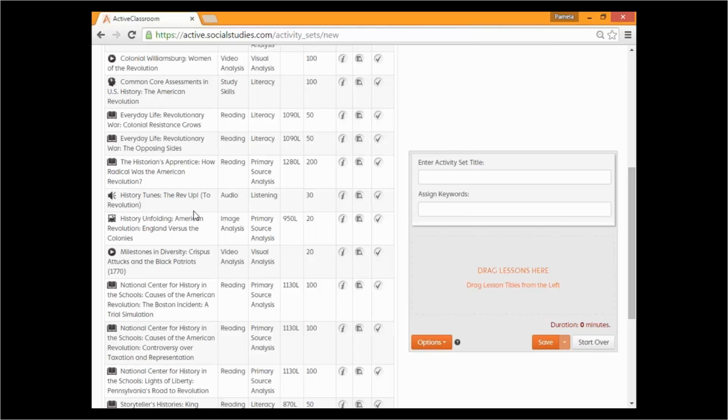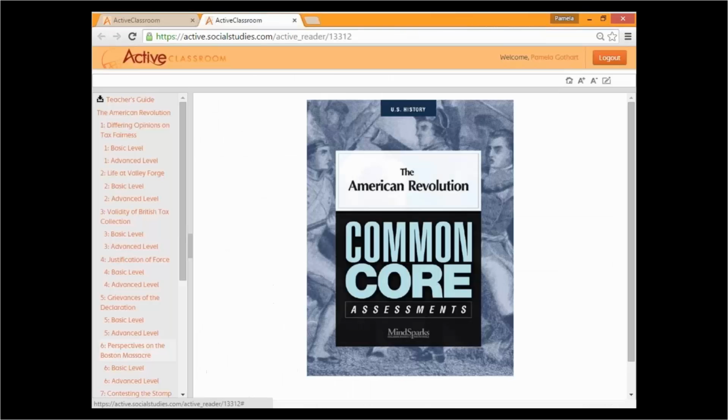Returning again to our collection of choices here, let's choose another one. Let's go with Common Core, and let's select the Common Core reading on U.S. History, the American Revolution. Again, in the table of contents, there's a teacher's guide, and you'll see that we have, actually, you can't see all of them in this collection here, but there are 9 different readings to choose from, and I want to choose the one specifically about the Boston Massacre.